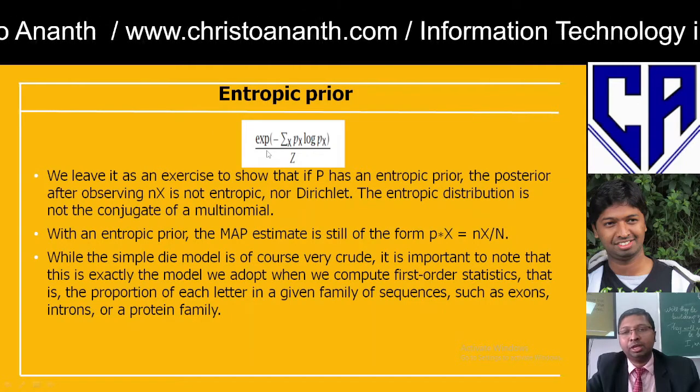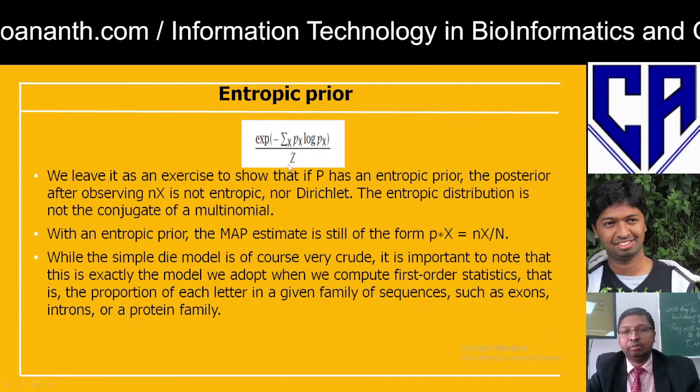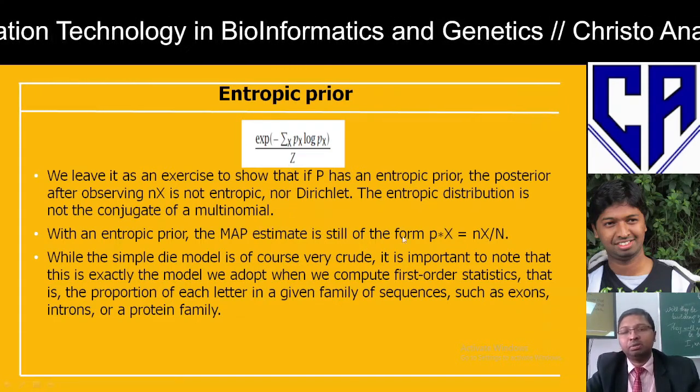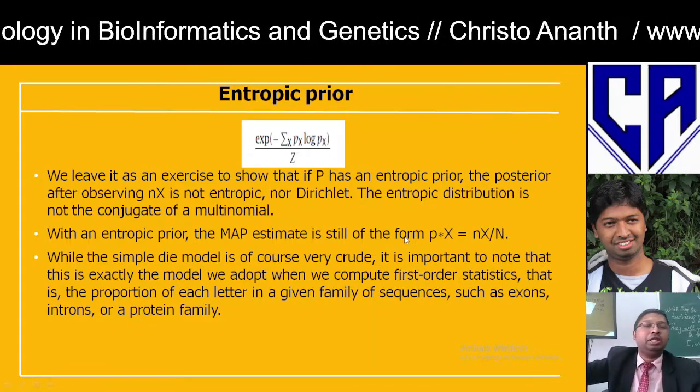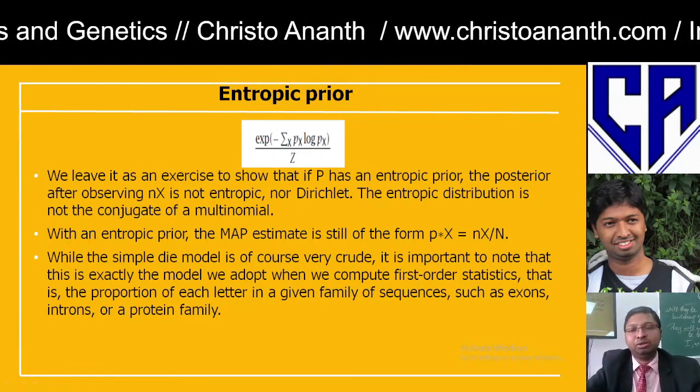And this is the entropic prior, exponential of minus summation over x of p(x) log p(x), divided by Z. So for any of the MAP estimates that we will be finding, we will be finding p(x) is equal to n_x by N. Okay, so that's p(x) is equal to n_x by N.